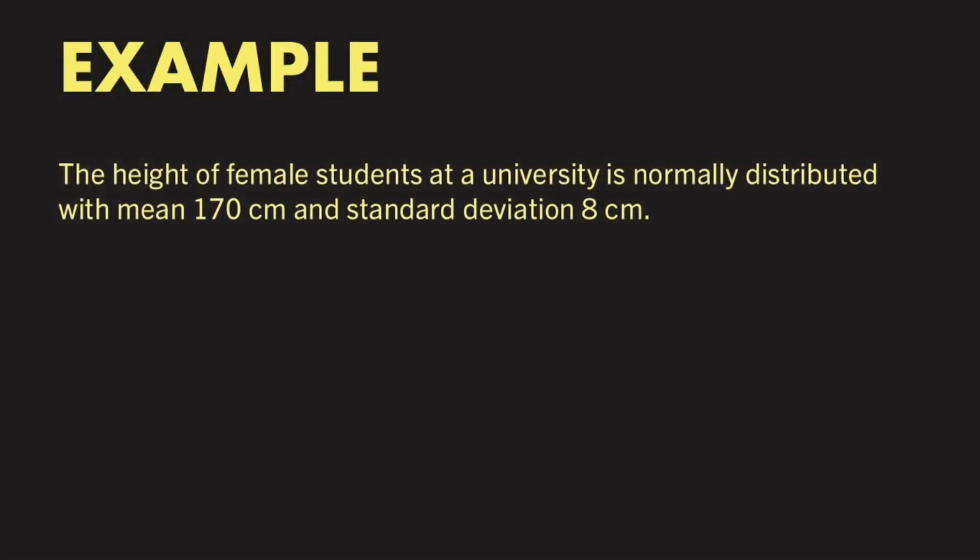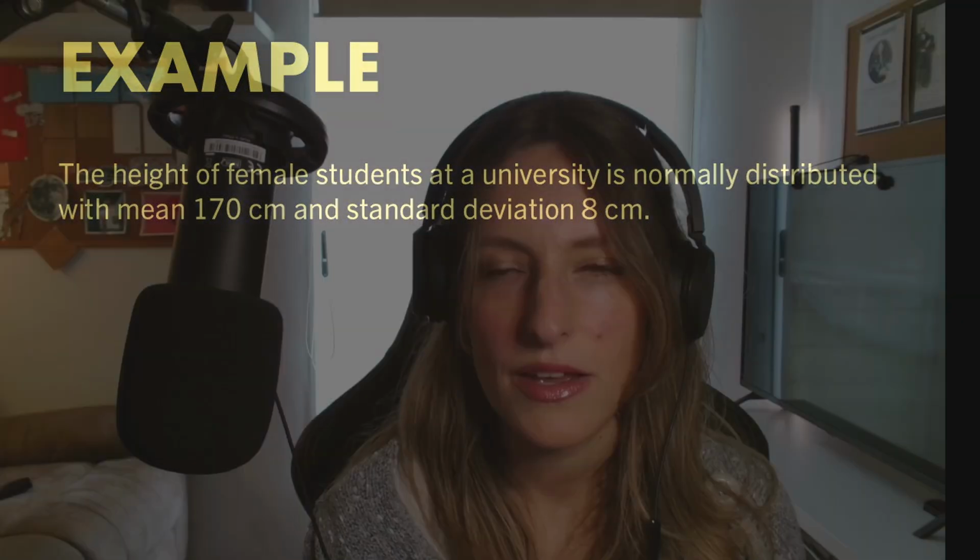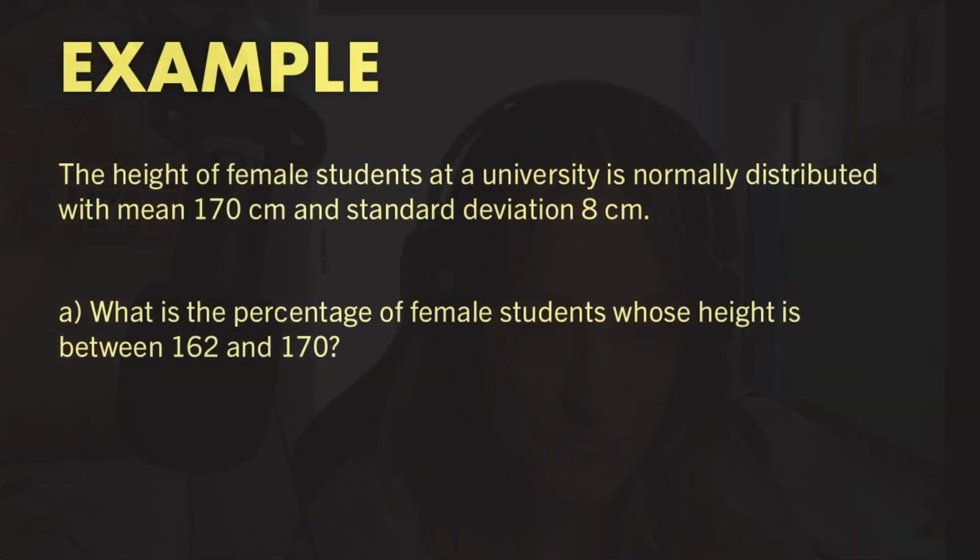Let's say the height of female students at a university is normally distributed with mean 170 centimeters and a standard deviation of 8 centimeters. A parenthesis here, heights are actually something that it's very easy to simulate with normal distributions, and you'll see a lot of examples like this where they measure heights or they measure weights or things like that, and they use normal distribution to know probabilities. What is the percentage of female students whose height is between 162 and 170?